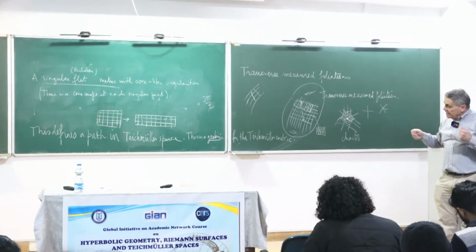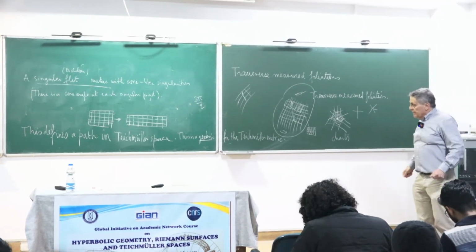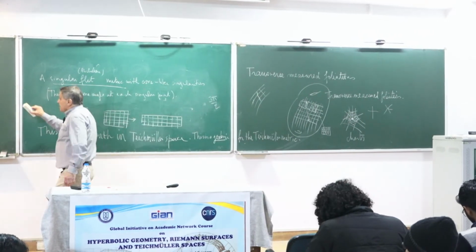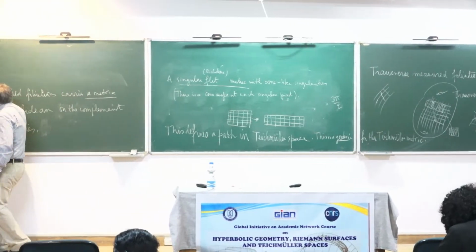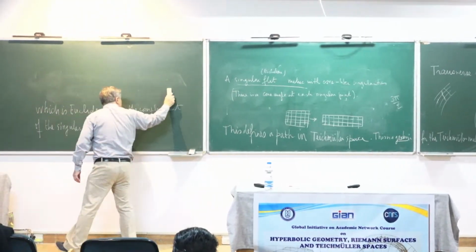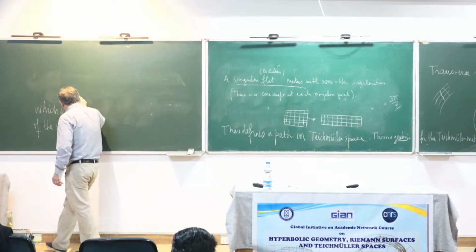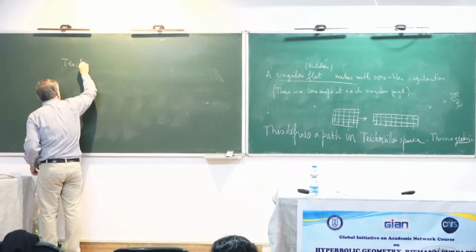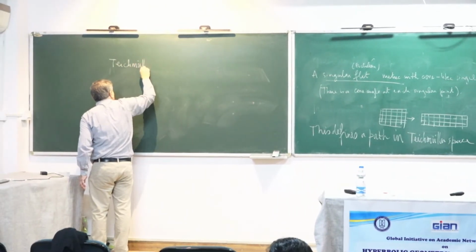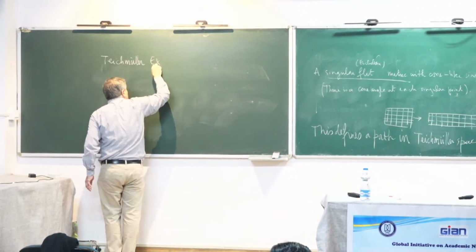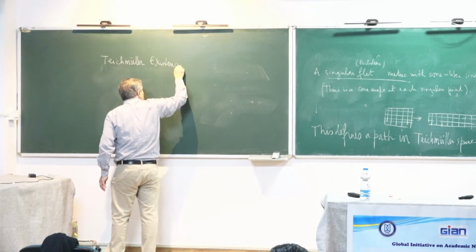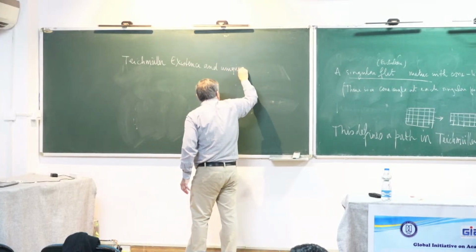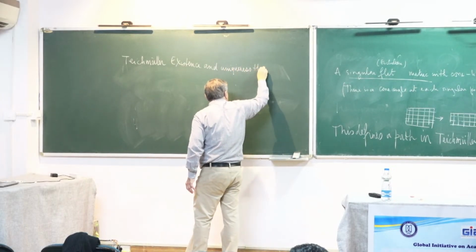I described to you some geodesic paths, and there's a Teichmüller existence and also uniqueness theorem. Let me just state it here. So this is also proved. This was proved by Teichmüller. Existence and uniqueness theorem.